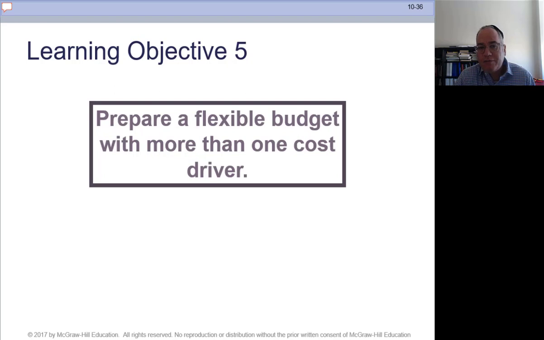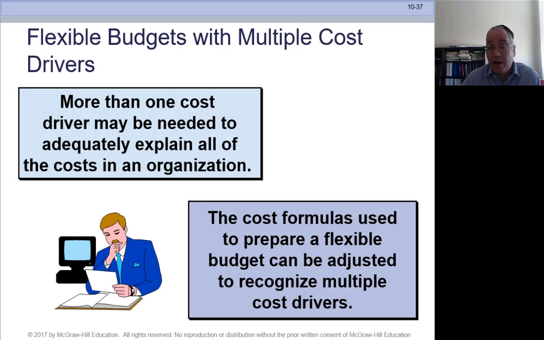Learning Objective 5, prepare a flexible budget with more than one cost driver. This speaks to activity-based costing. You may have more than one cost driver than just the number of units, in our case, the number of client visits. So in that case, organizations are pretty complicated, and it may benefit you to have several different cost drivers. And if you use activity-based costing, then that would provide you with a tremendous advantage in coming up with a more accurate, flexible budget.